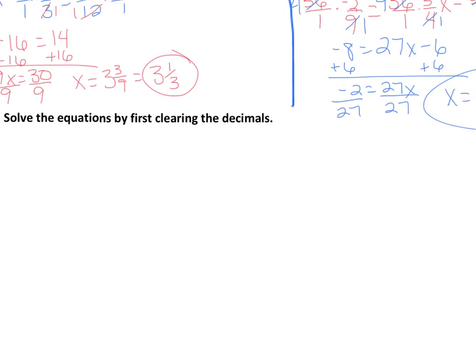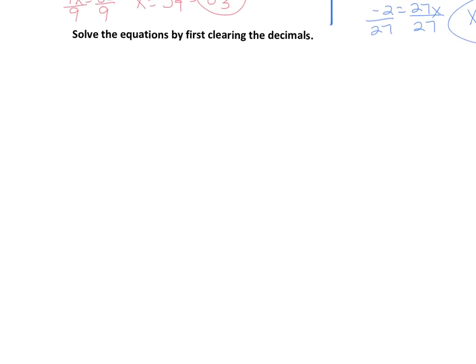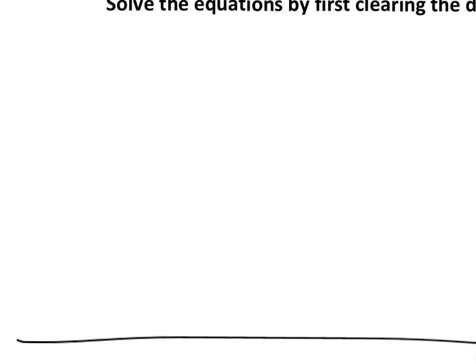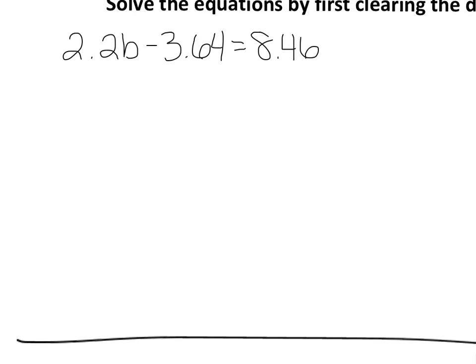Okay, now we can also do a similar thing, except with decimals. So we are going to solve equations, but first by clearing the decimals. So I have 4 in this bottom section for you. It's a very, very similar idea. Let's look first at 2.2b minus 3.64 equals 8.46.